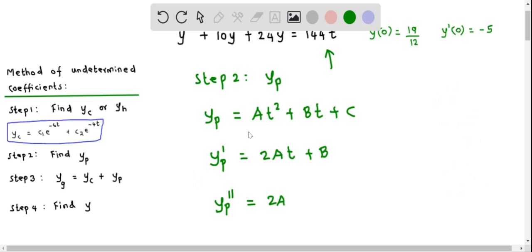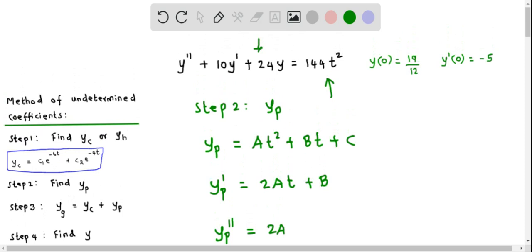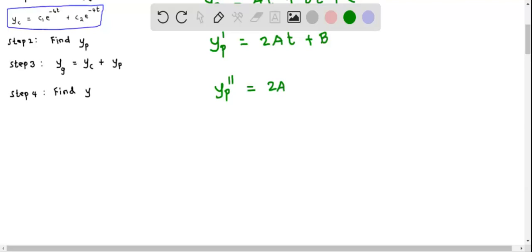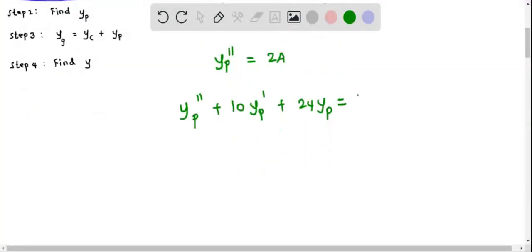Now we substitute yp prime and yp double prime into the original equation and solve for a, b, and c. So let's do that. I'm going to first rewrite the given differential equation in the yp form. So I'm going to replace y double prime by yp double prime, plus 10y prime replaced by yp prime, plus 24y replaced by yp, and on the right side we have 144t squared.